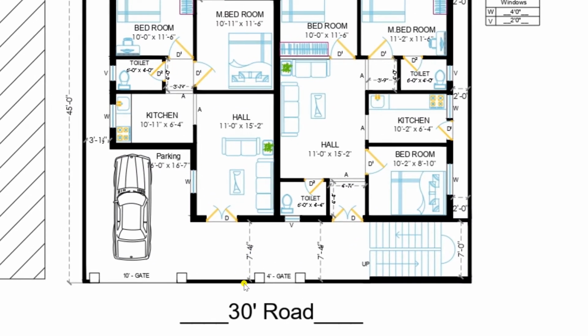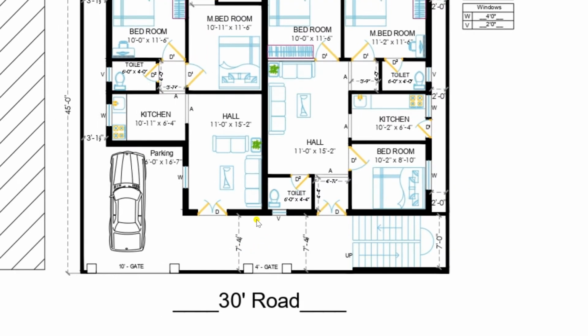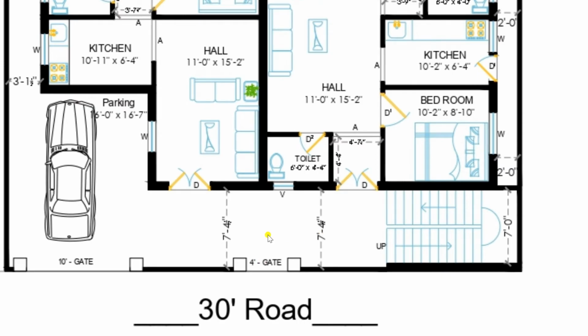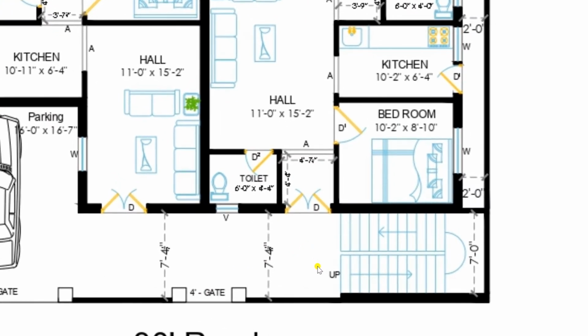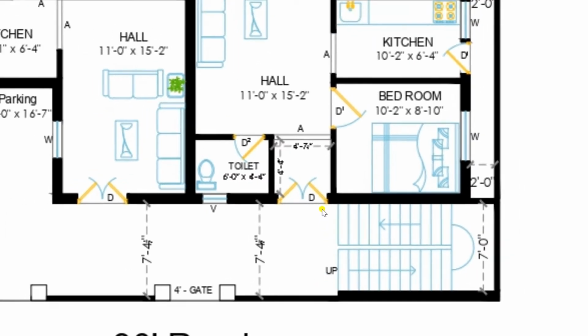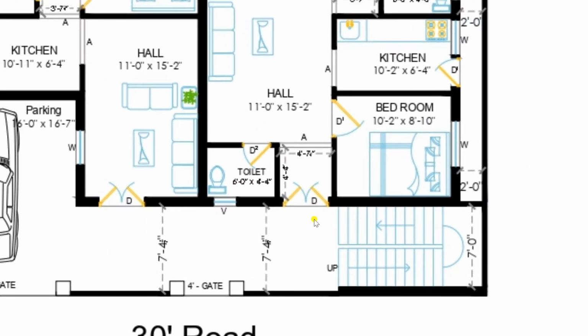As you are aware about the lobby of size 7 feet 4 inches, now I am entering into the 4 feet gate. From this 4 feet gate you can view on the right side there is a staircase of size 7 feet. From this staircase you can move towards the first floor or the upper stair.